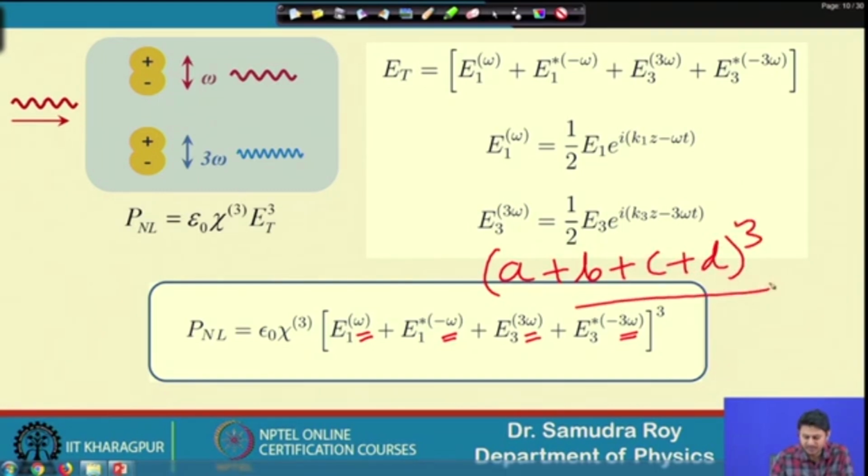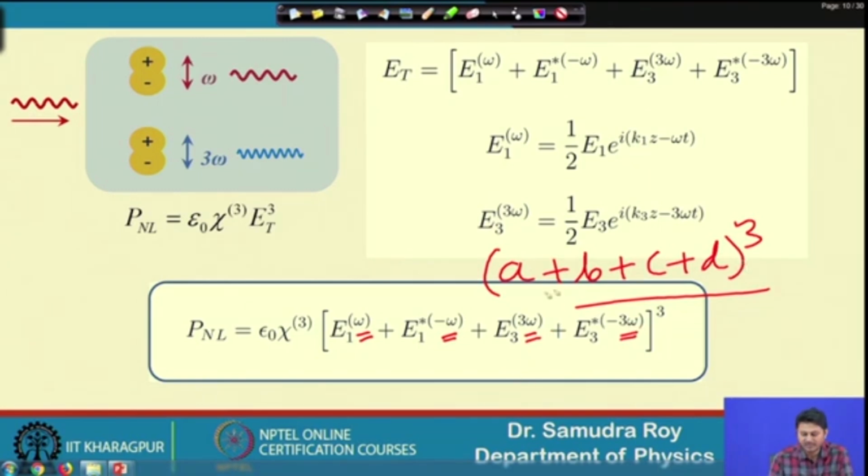So how many terms will be there, you can imagine. This many terms are there, and this many different frequency components will be there. A cube, B cube, C cube, D cube will be there. So one frequency component will be 3 omega, another will be minus 3 omega, another will be 9 omega, then minus 9 omega and so on. There will be other terms also.